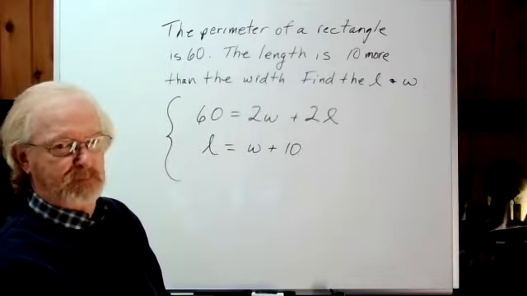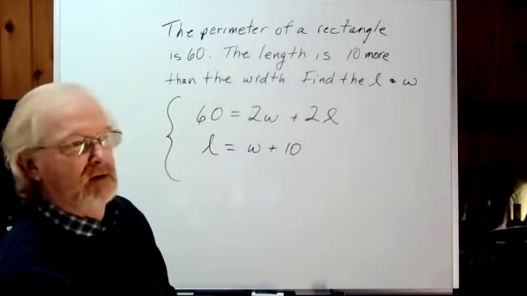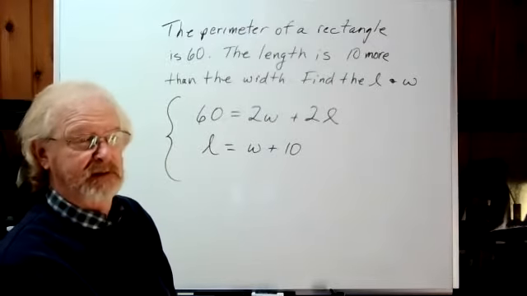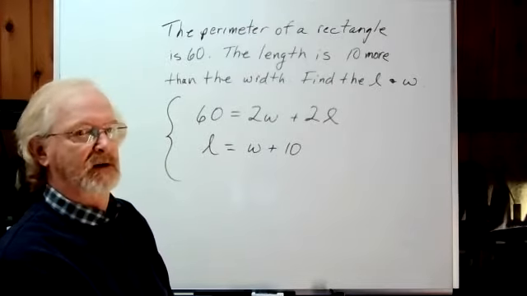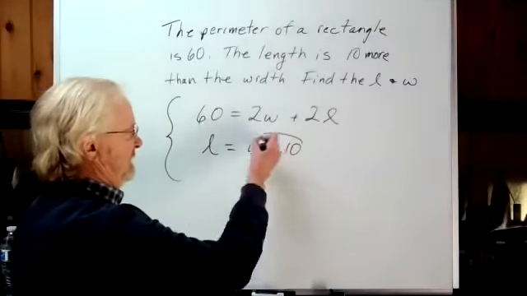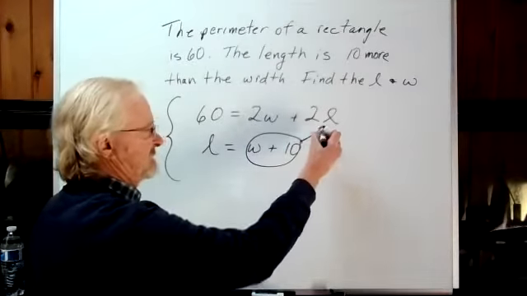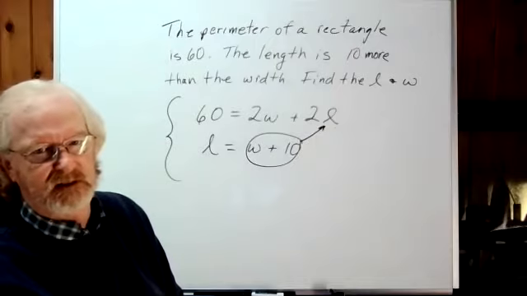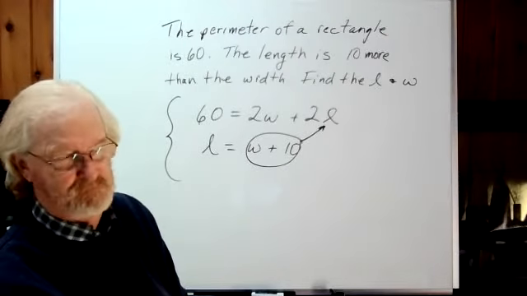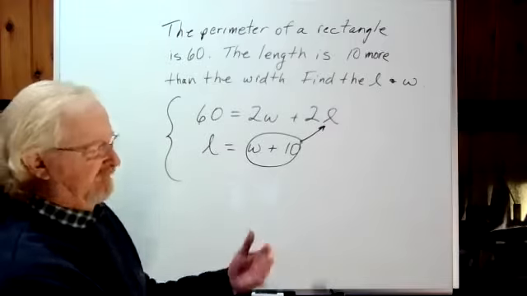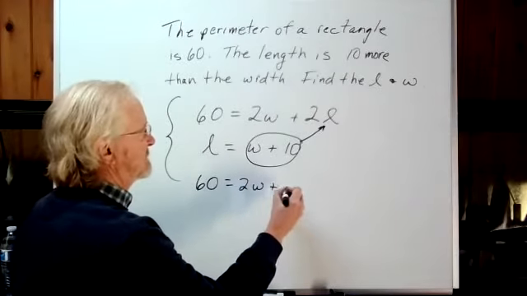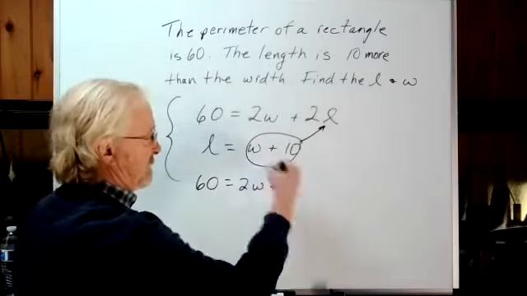So there's a system for this problem. It shows up in the context of our substitution method that we talked about yesterday. This one's already solved for L, which makes it pretty easy to just put that expression in there instead of the L, and we go from there. Just to finish up, I can say then 60 is 2W plus 2 times this whole expression.